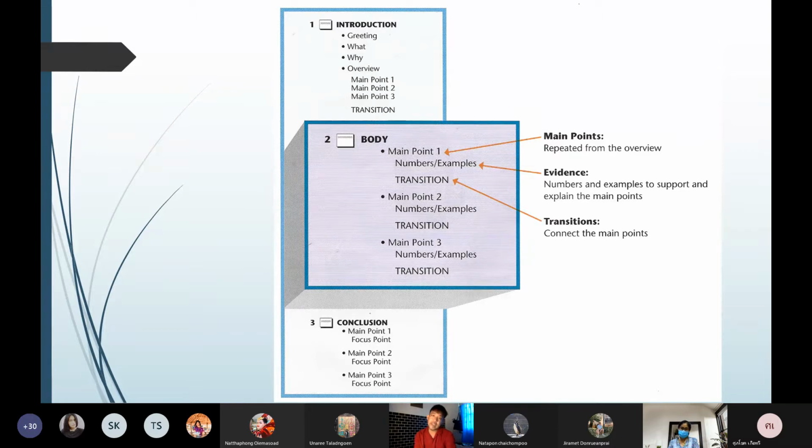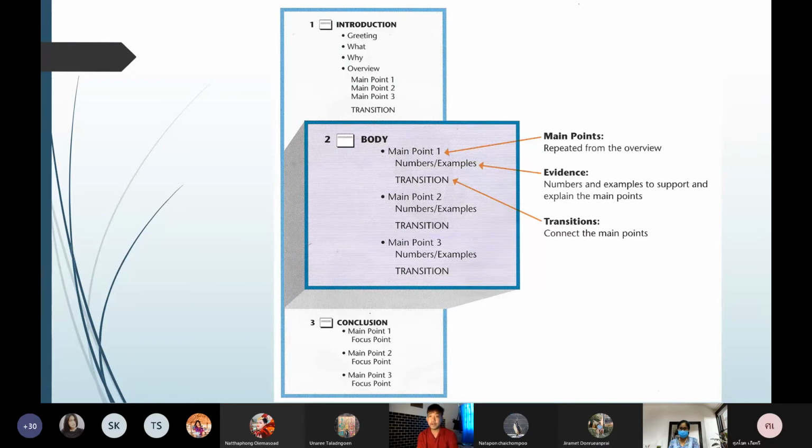On the right, you could see main points repeated from the overview. So you just have to repeat from the overview. You get it? And then the evidence, like I said, or like what Mr.